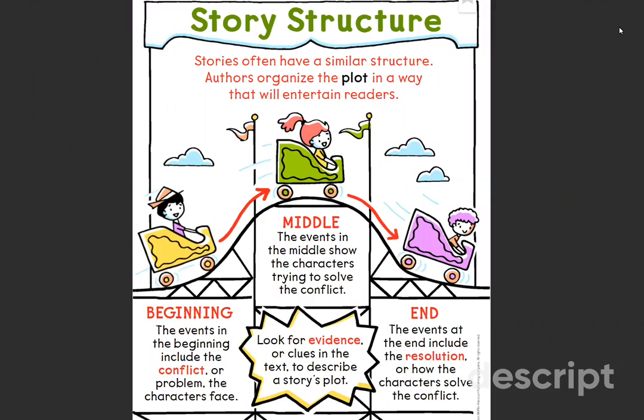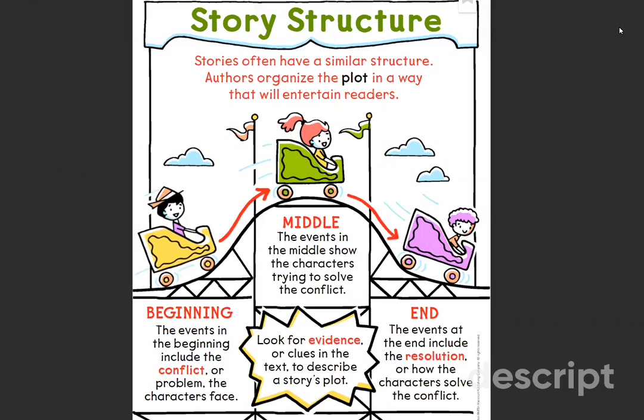So let's go back to that word plot. And that word plot means the events in the story, the conflict that the character faces, and the resolution. All of those make up the plot, and the plot is spread across the structure of the story, the beginning, the middle, and the end.